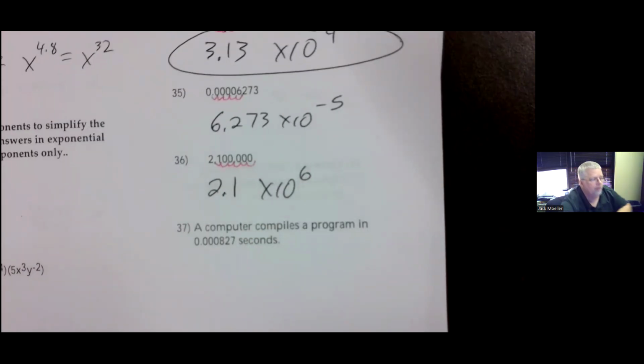All right. So for that point 4, it is 0.6273. We get 6.273 times 10 to the negative 5th. And for the 2,100,000, I'm getting 2.1 times 10 to the 6th. All right. Now you might be thinking, well, those aren't too big. Those numbers will fit in the calculator. Yeah, I'm getting ready to give you an example once we start going the other way.